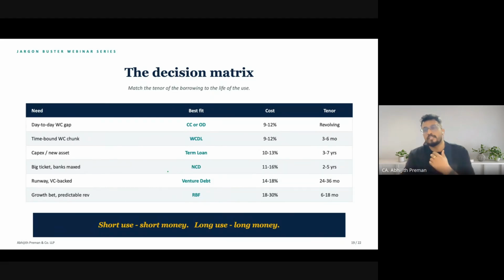Then if you are sure that your business is growing, your revenue is going to grow, and you have a predictable, minimum revenue coming in, go for revenue-based financing. Even though the interest is much higher, since it's for shorter periods, for 6 months and all, this can be a better option. The interest cost, like I've told, is somewhere around 18 to 30%. Tenor is 6 to 18 months. Short use, short money; long use, long money. That's the simple rule that you have to follow.